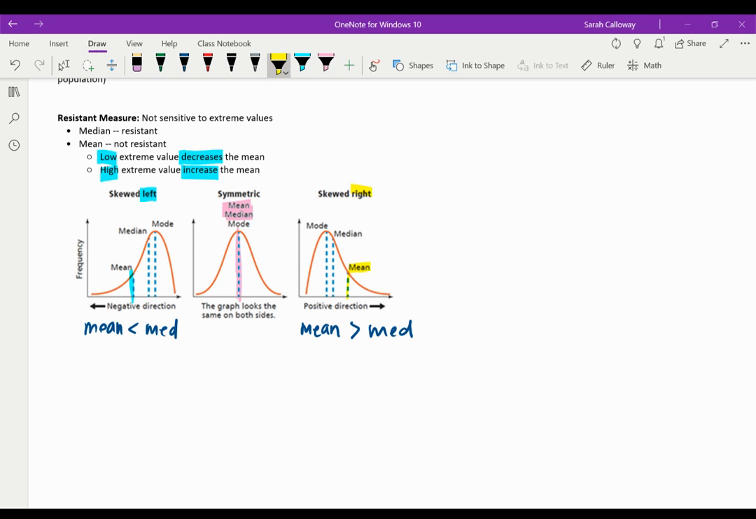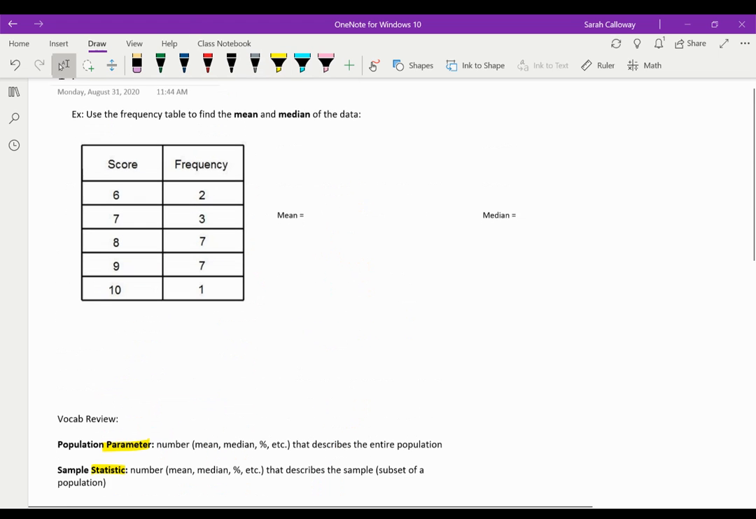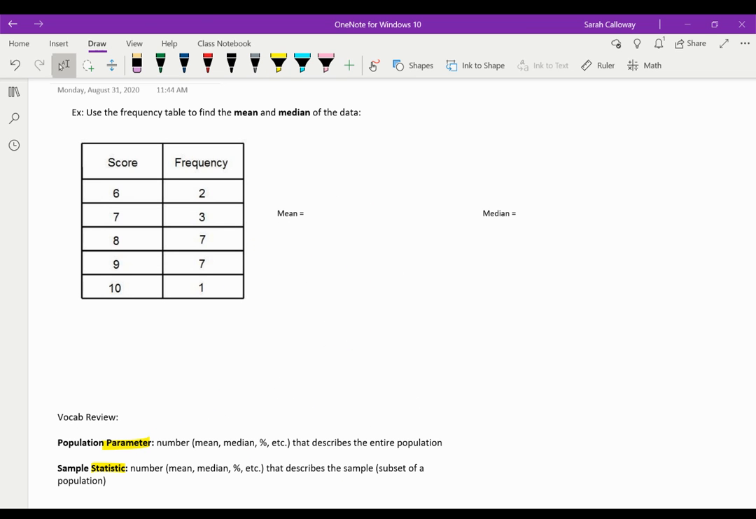I just wanted to go over a quick example finding the mean and the median of a data set using a frequency table. A frequency table is another way that you'll see the data displayed in the problems. If we think about a frequency table, we can turn that straight into a dot plot. So this goes 6, 7, 8, 9, 10. The frequency just tells us how many dots there are. So there are 2 sixes, there are 3 sevens, there are 7 eights.